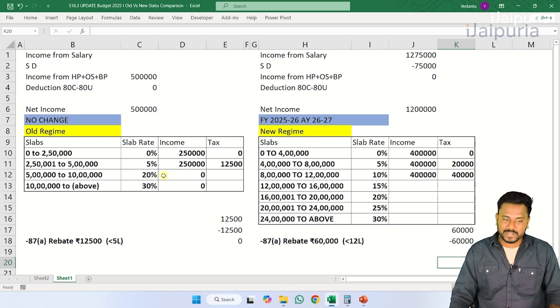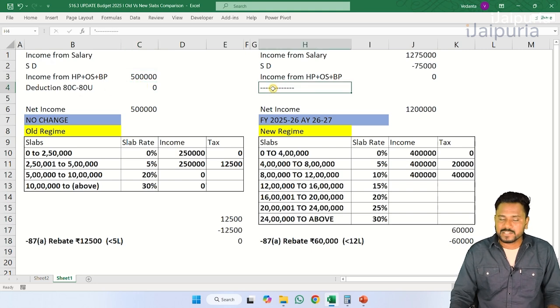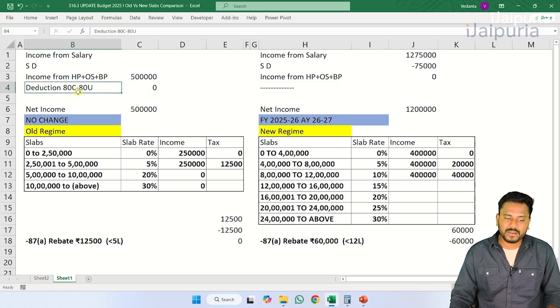So what are the key benefits? Old regime with the deductions. How will the calculation be done in the old regime? In the old regime, income from salary, income from house property, other sources, and then minus deductions. In the new regime, only 1 or 2 deductions are allowed, and the maximum deductions are allowed only in the old regime. So the old regime has maximum deductions, the new regime has 1 or 2 deductions. If you have more deductions, the old regime is good for you. If you have income up to 12 lakhs and you don't have deductions, the new regime is suitable for you.